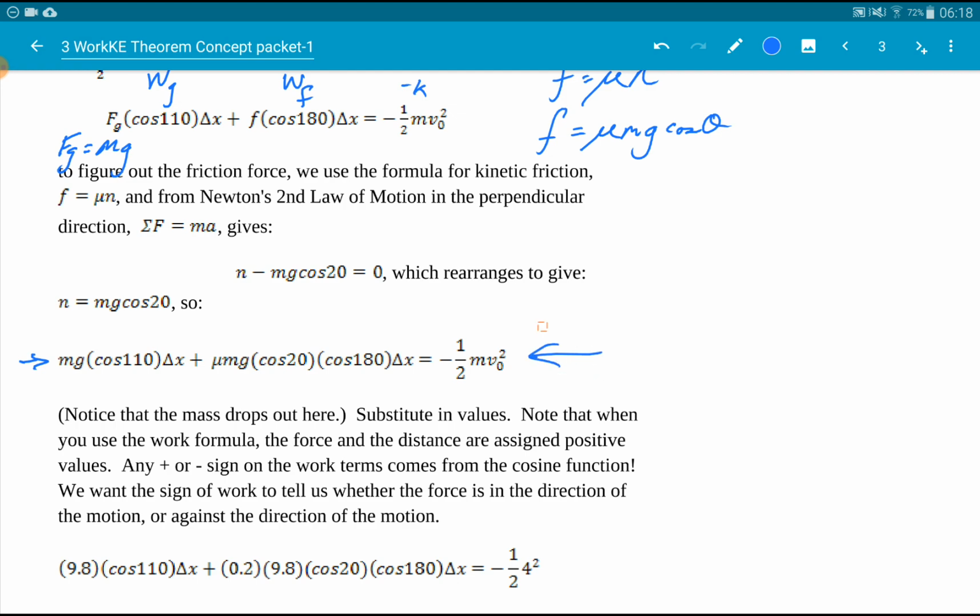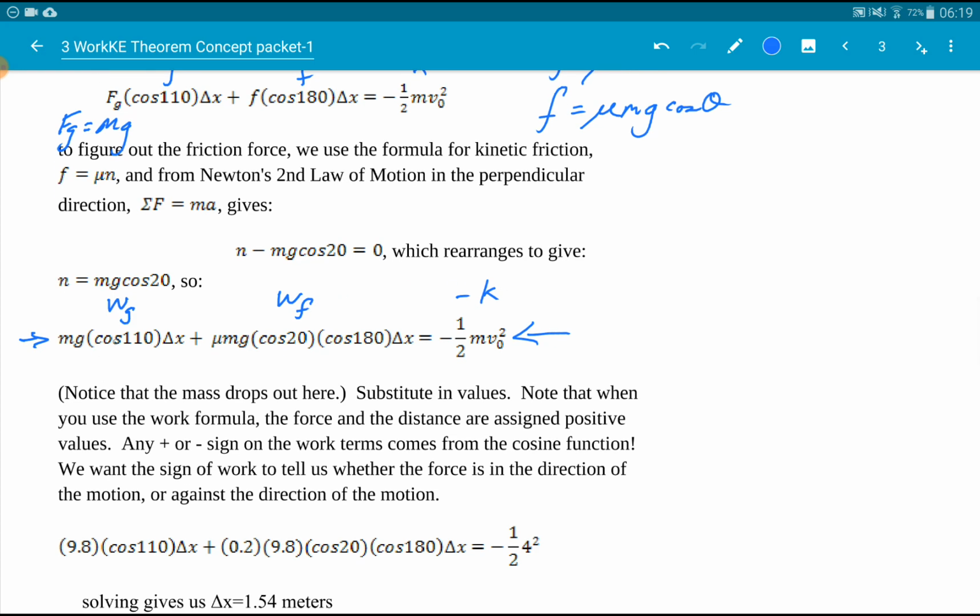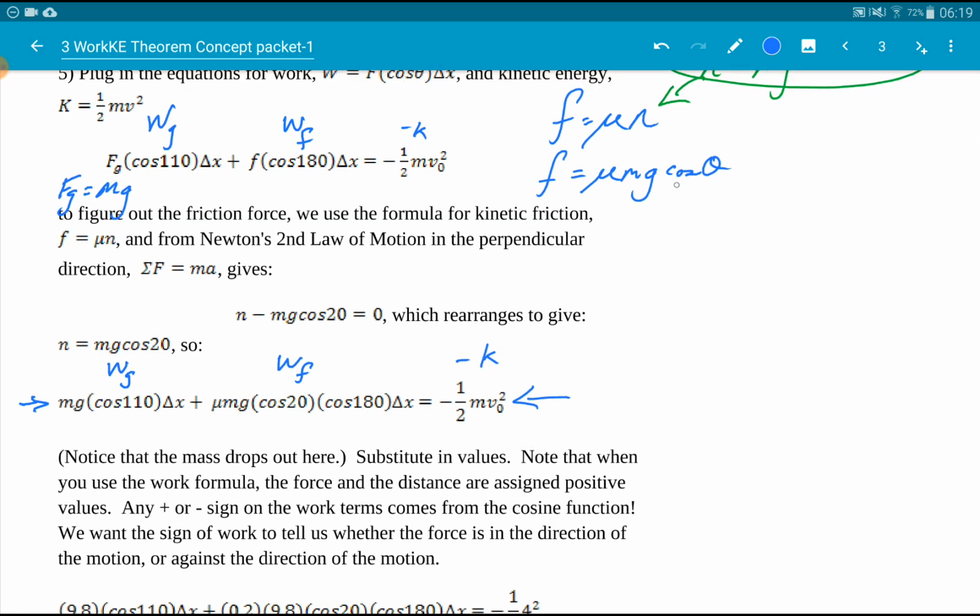Let's look at this line for a second. I look at that and go, okay, this was just the work term for the force of gravity. This was just the work term for friction. And remember, this was just the negative kinetic energy. So then I put in the angles between them, 110. Remember, that's going to give me something negative. And this one is going to be a cosine of 20. Oh, sorry, that's just from mg times the cosine of theta, and then cosine of 180.